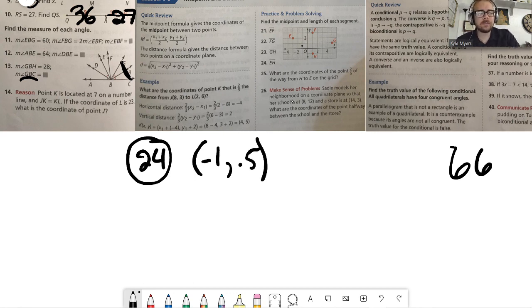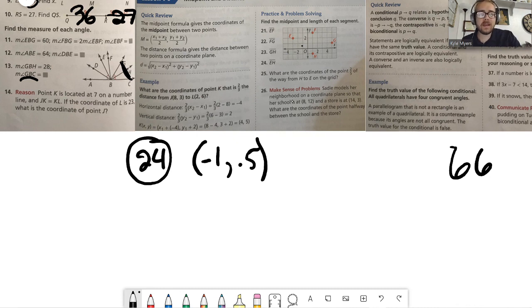If you really wanted to, you would do -3 plus 1, and then take the average of that. -3 plus 1 is -2, and then divide by 2, get -1. Check. And then the y coordinates, you would add those up and divide by 2 as well. So you would have E is 2, H is -1. 2 plus -1 is the same thing as 2 minus 1, which is 1, divided by 2 is 0.5. So that's the answer for 24.